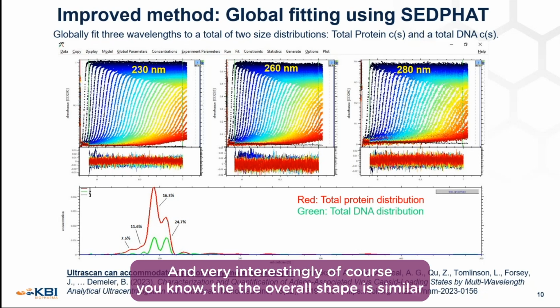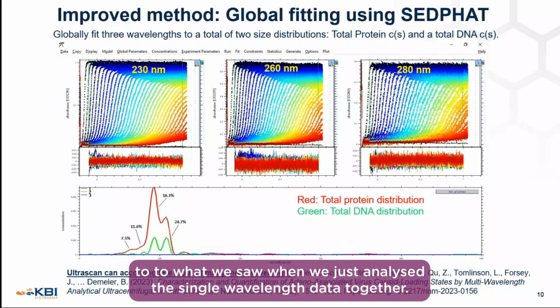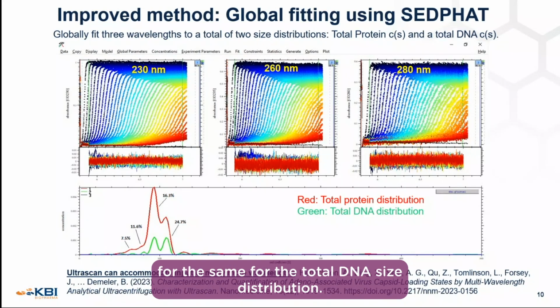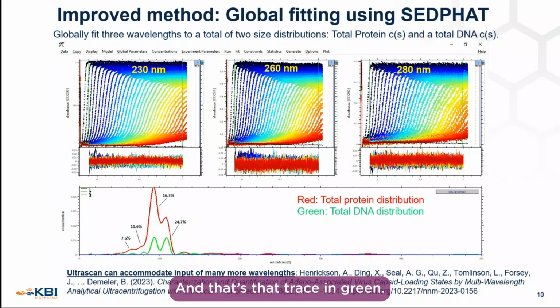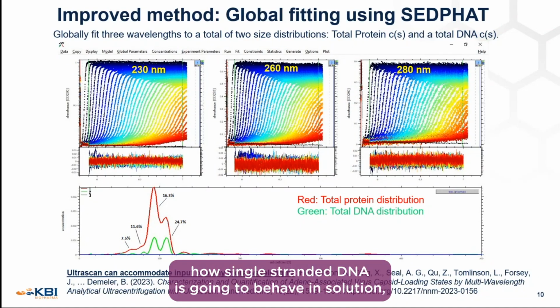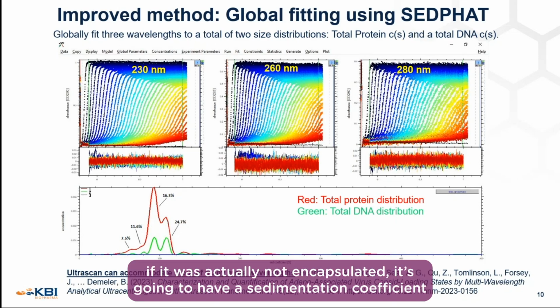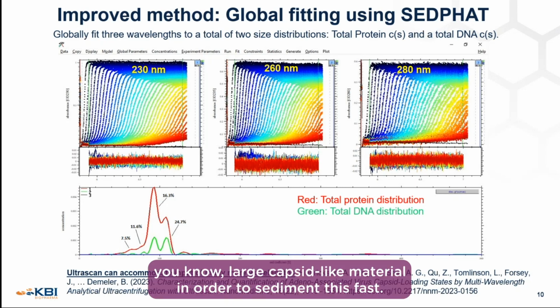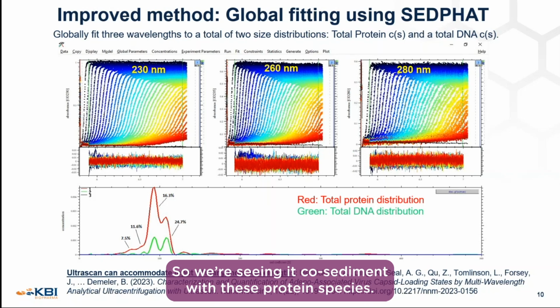And very interestingly, of course, the overall shape is similar to what we saw when we just analyzed the single wavelength data together. But very intriguingly, what we're seeing is better resolution for the total DNA size distribution, and that's that trace in green. And when we think about how single-strand DNA is going to behave in solution, this 2.5 kilobase genome, if it was actually not encapsulated, it's going to have a sedimentation coefficient of something like 20x or so, far to the left, and nowhere near where these things are sedimenting. So it has to be encapsulated or otherwise associated with large capsid-like material in order to sediment this fast. So we're seeing it co-sediment with these protein species.